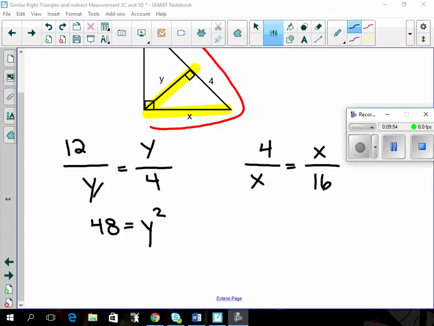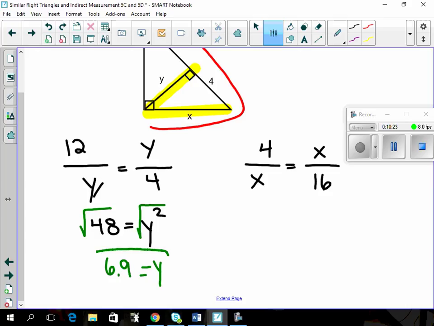So how do I solve this for y? 48 equals y squared, square root of both sides. Very good. Now, the square root of 48 is not a perfect square, but you have calculators. Round maybe to the nearest tenth. What did you get? 6.9 maybe? Does that sound right? Double check my math. I'm okay if you round it to the nearest tenth. That's fine with me. I could ask you to reduce the radical by pulling out perfect squares if you're interested. Otherwise, you can just round to the nearest tenth.